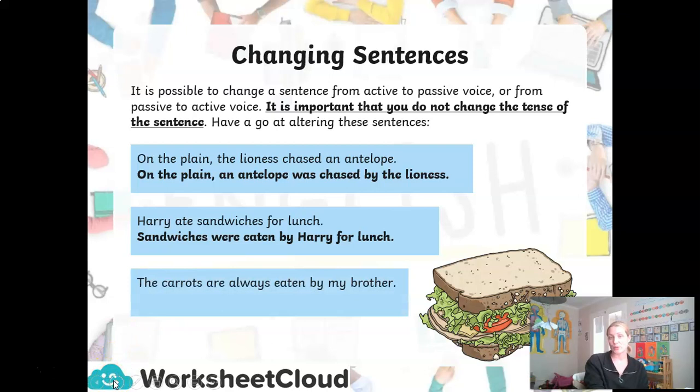The carrots were always eaten by my brother. Now this time I have a passive voice sentence. Remember, a nice way of checking quickly if it's passive voice: can you see the word by there? It's a good indicator that you've got a passive voice sentence. So I have the object first, which is the carrots. Eaten is the verb. And the subject, the person doing the eating, is the brother. Okay, so now let's look at how we change it. But remember, we have to keep the tense the same. My brother always eats the carrots.